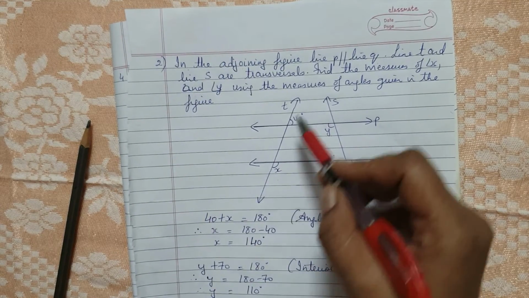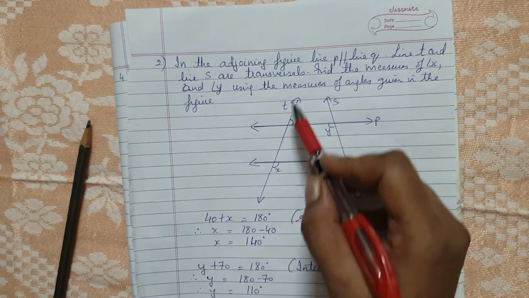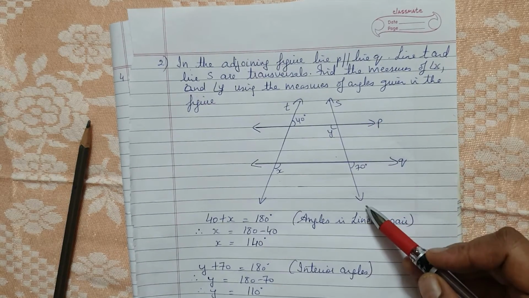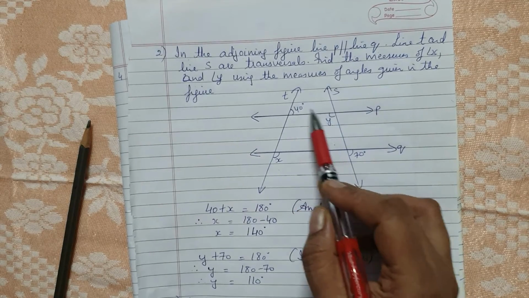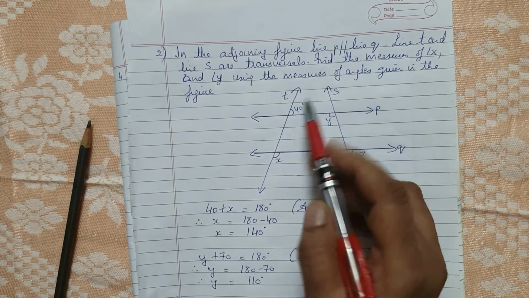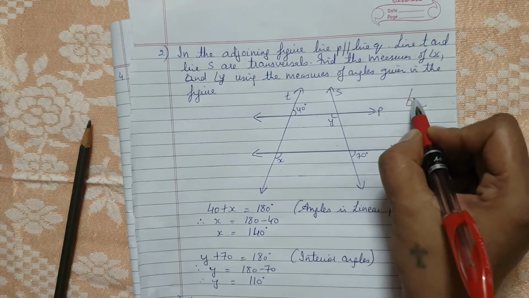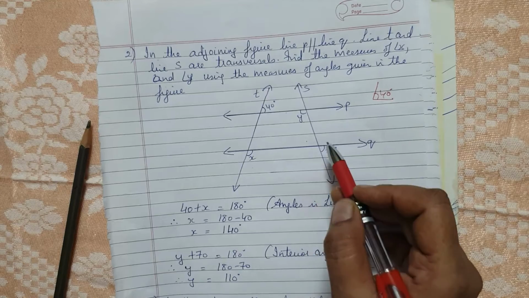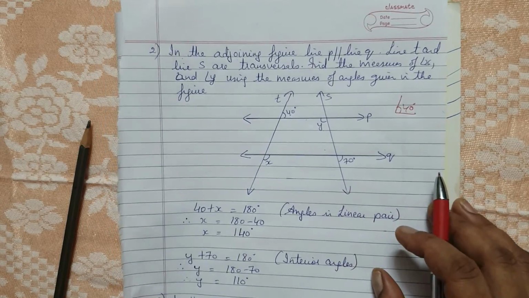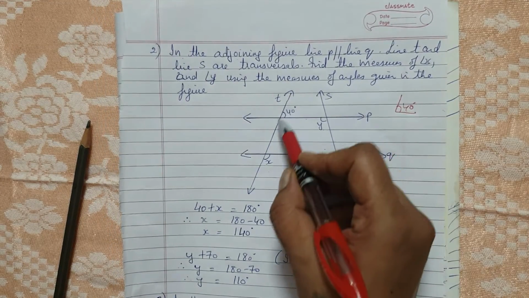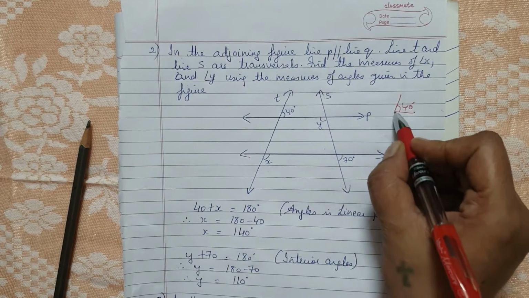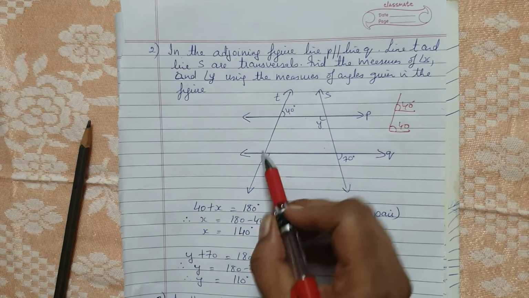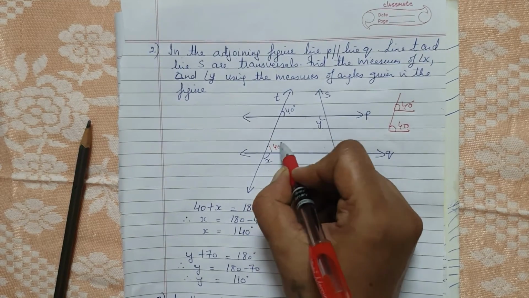So for that, these are two parallel lines and these are two transversal lines. T is a transversal line, even S is a transversal line. Now this is 40. Which is corresponding to this? Corresponding means the arms moving in the same direction. So which is moving in the same direction? This part. So even this will be 40. So this is also 40 degrees.